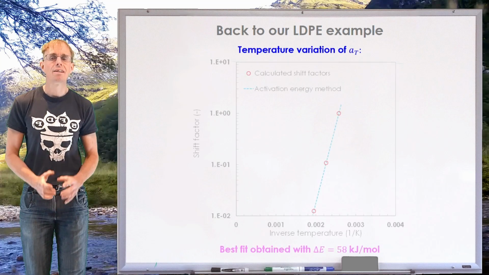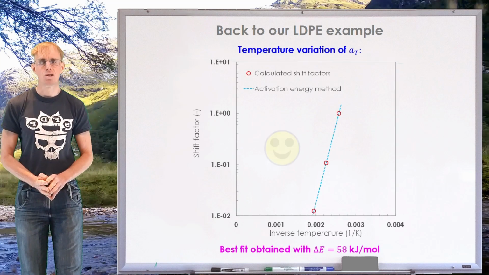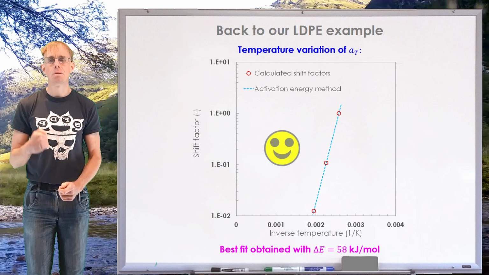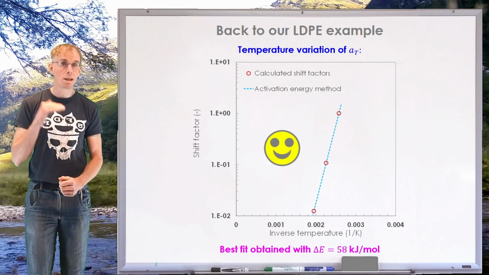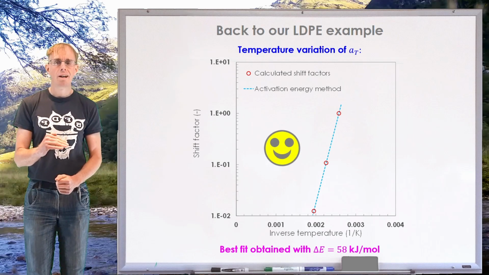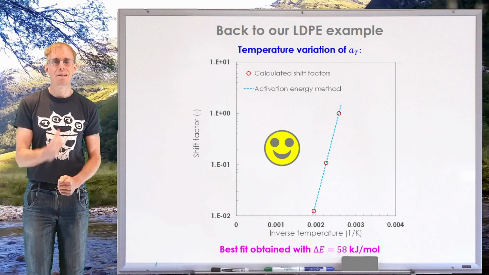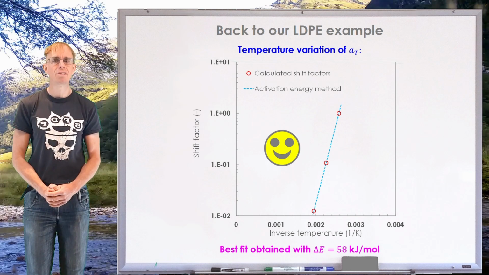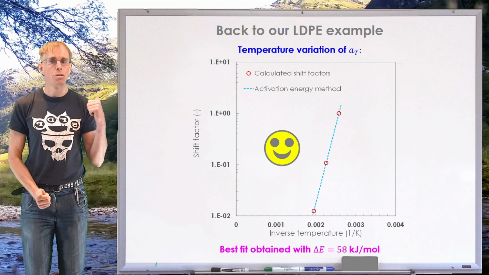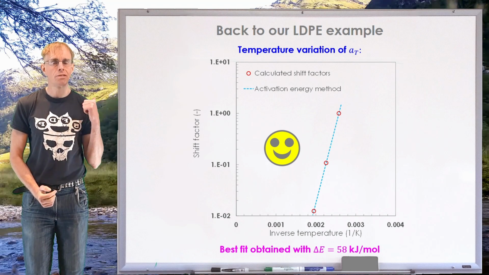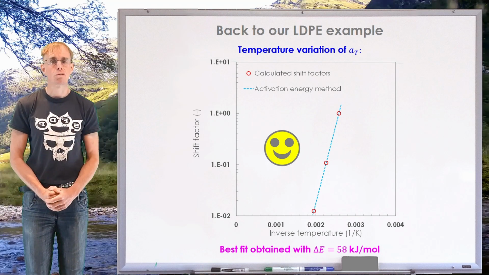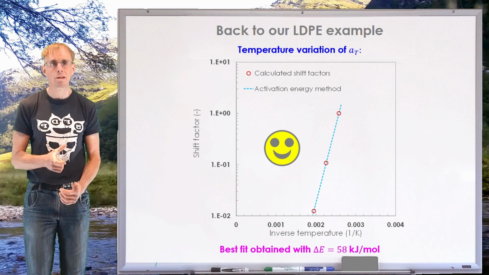Okay, so if we look at the values of those shift factors, each of those AT values, I can get some even more useful information. This graph here plots shift factor as a function of inverse temperature, 1 over T. And wow, look at that. They all are very nicely predicted by the activation energy method. So the red circles on this board are the calculated shift factors that we were using on the previous graph that I'd calculated knowing the temperatures.